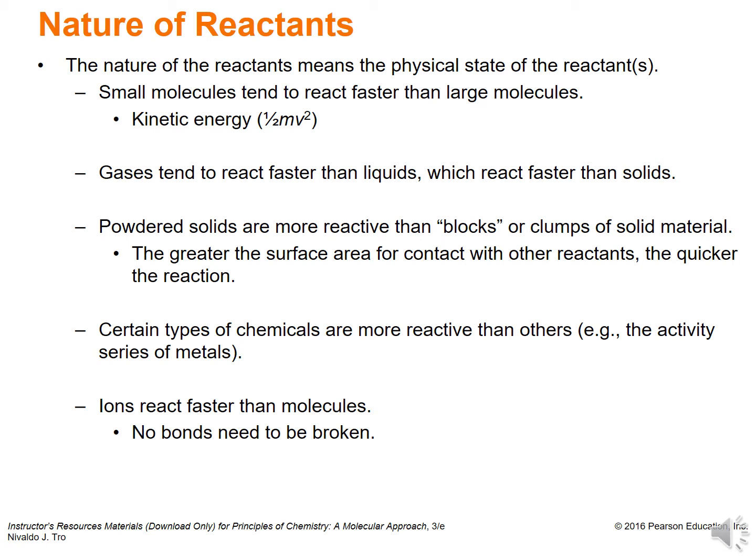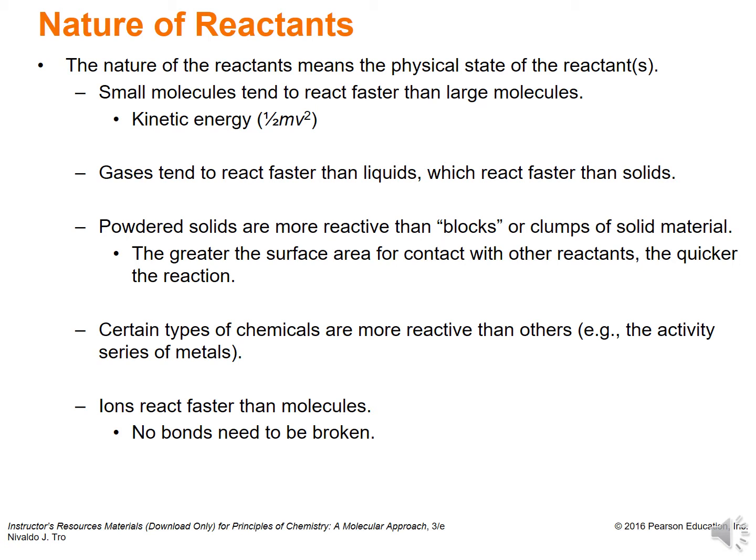Certain types of chemicals are just plain more reactive than others. So if we think about the activity series of metals from last semester, we had a lab where we looked at the reactivity of metals, and certainly more active metals are going to react faster than less active metals. Aluminum, for instance, is quite a reactive metal compared with something like gold, which is a very noble, non-reactive metal.